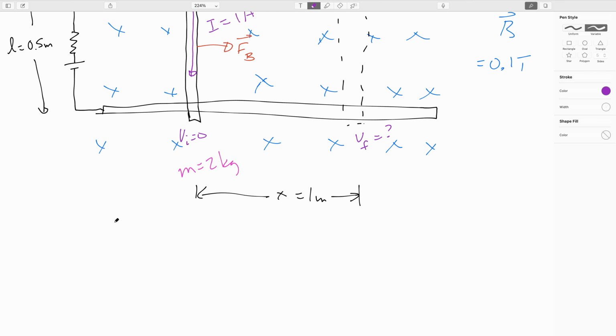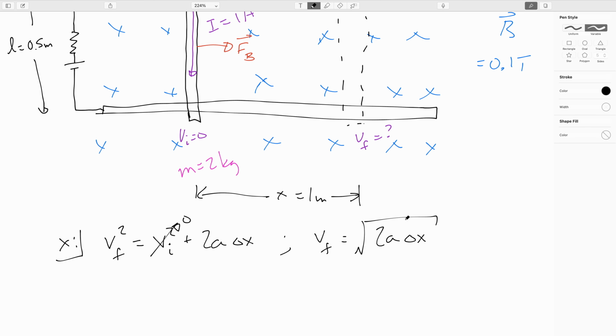So first, let's set up the kinematics here. In the x direction, we will pick the missing t equation that says v final squared equals v initial squared plus 2a delta x. And remember, this is called missing t because time doesn't show up anywhere in this kinematics equation. So we can put in that v initial is 0, and solve that v final is the square root of 2a delta x.